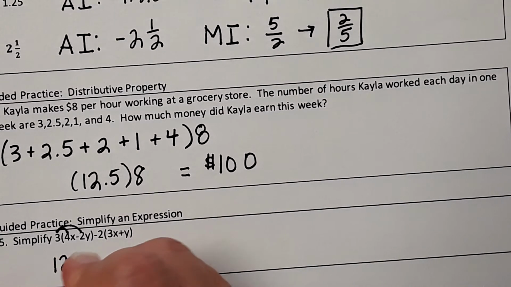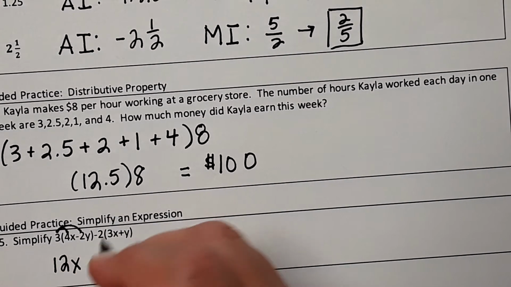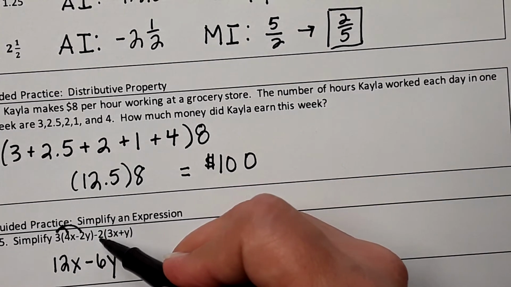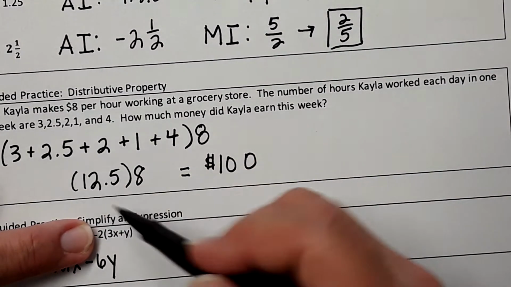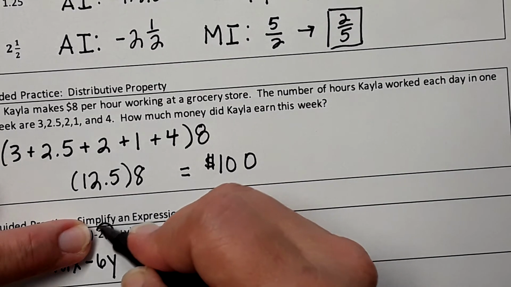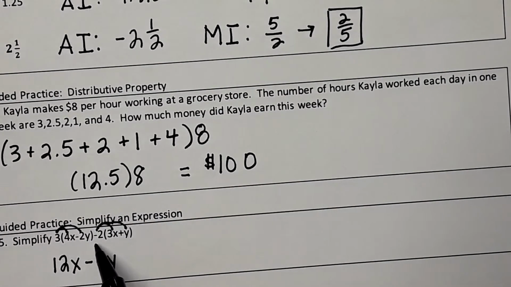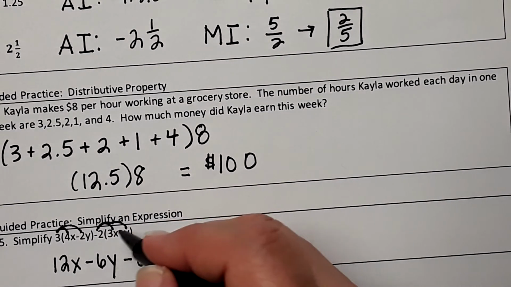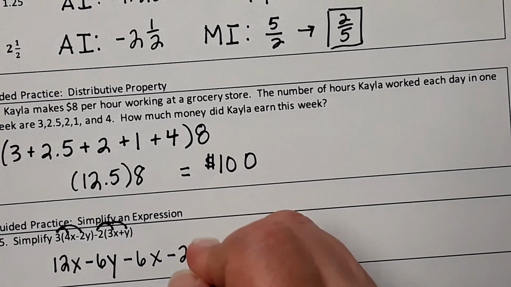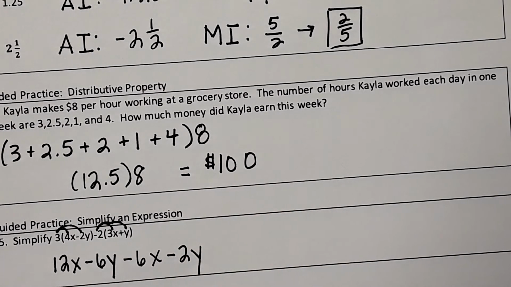is 12x. 3 times negative 2 is 6y. Now, see this is minus, see how it says minus 2? Well, I'm going to act like this whole parenthesis is not in front of it, and I'm going to distribute the negative 2. Negative 2 times 3x is negative 6x. Negative 2 times y is negative 2y. So if there's a subtraction sign, you need to take it with the number. So block everything out that's in front of that negative sign, and you're going to distribute it.